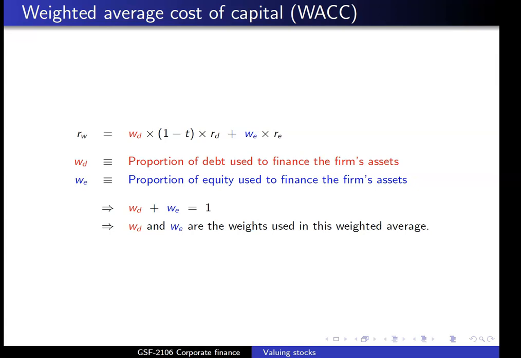But this is taken by taking the value of the firm's debt compared to the value of the firm's equity, which is the stock price times the number of shares outstanding. The sum of these two weights has to be equal to 1, which is why we call that a weighted average. So the weighted average cost of capital is the weighted average of cost of debt and cost of equity.